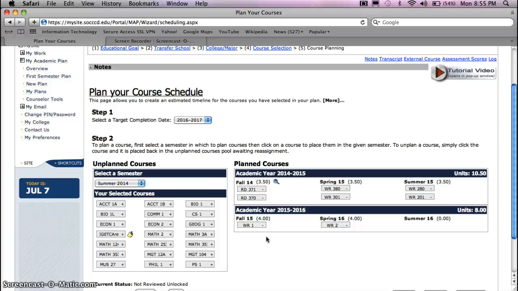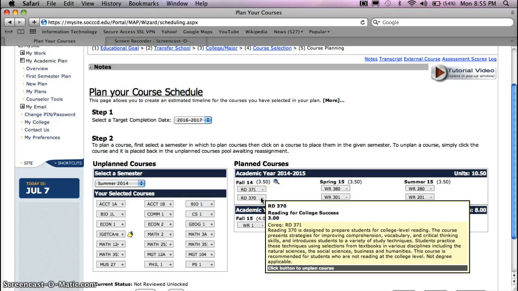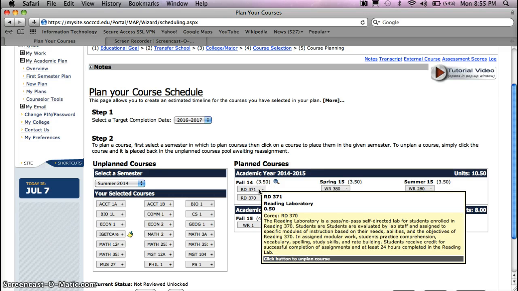So I went ahead and populated this for my English, my writing sequence. Most students, this might be your sequence, it might not, but as you see, I populated it. For example, in fall, it has me taking reading 371. The co-requisite for that was 370, so those classes automatically dropped in there.